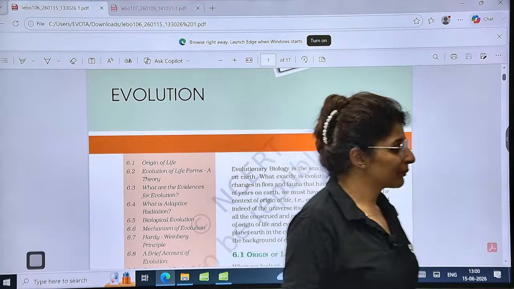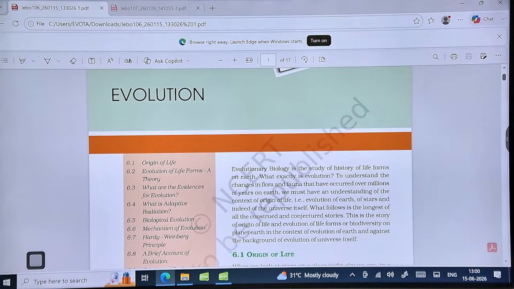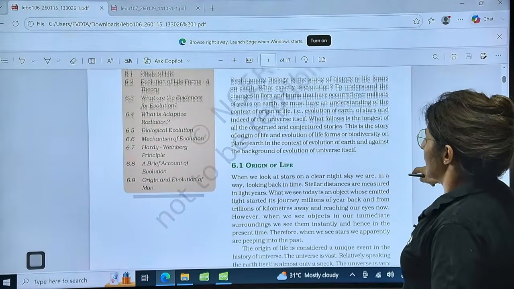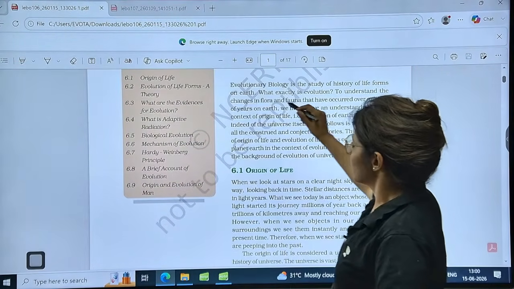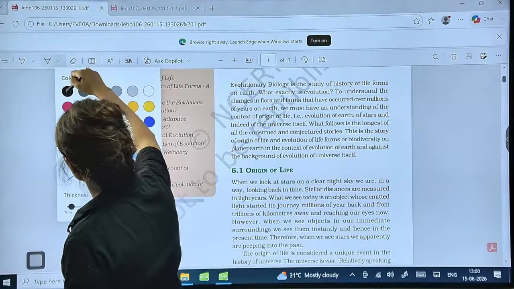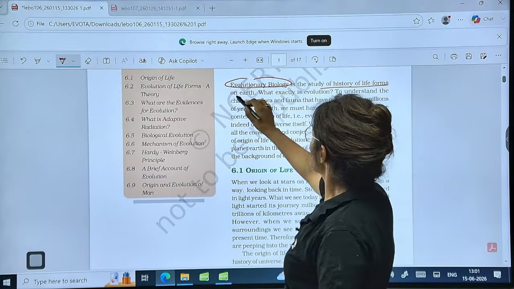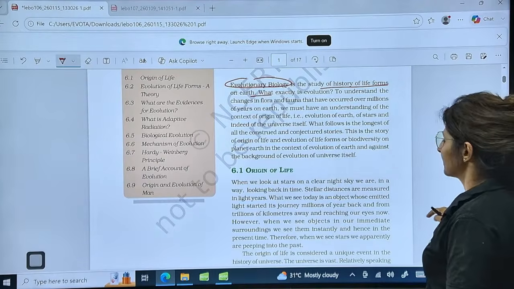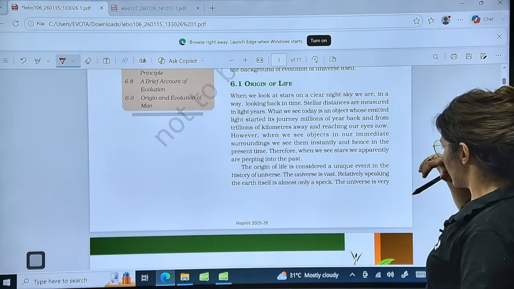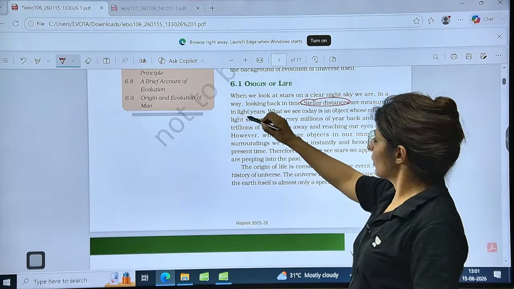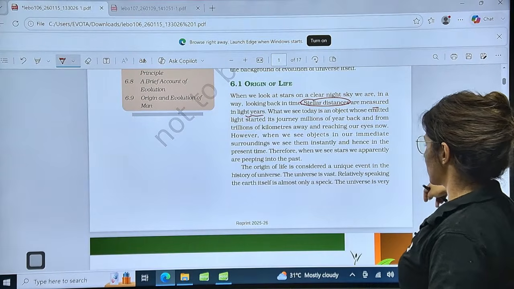Yes. Now moving on to this chapter, evolution. See, what is evolutionary biology? Evolutionary biology studies the history of life forms on earth. Is that clear? Now, origin of life. So what are stellar distances measured in? In light years, not in meters or kilometers or miles.